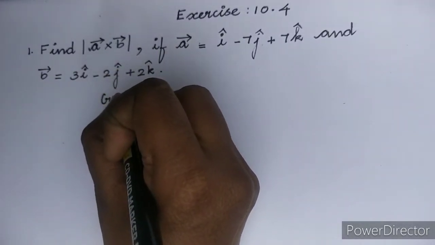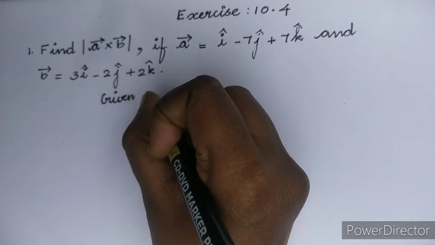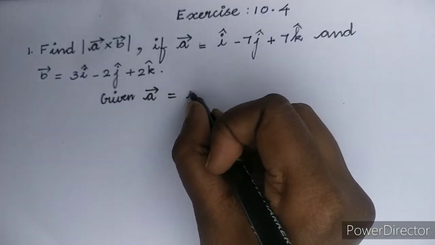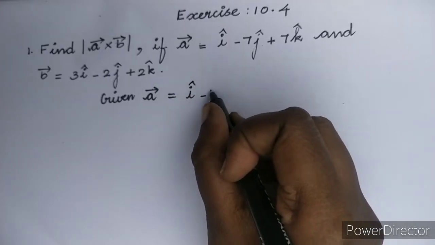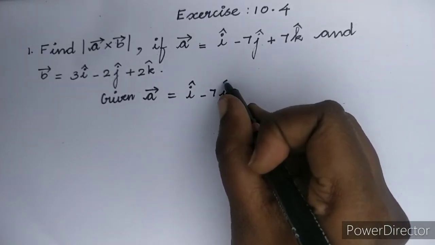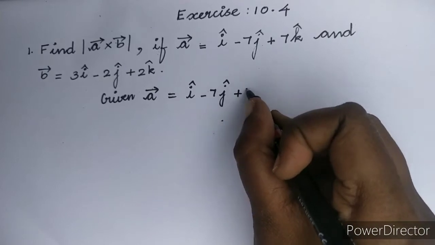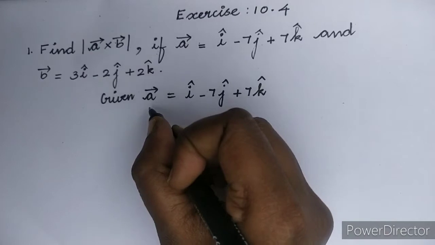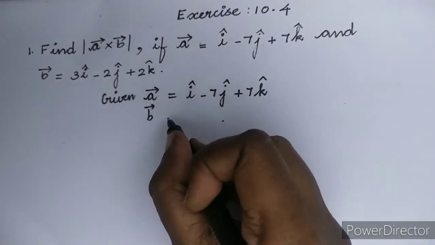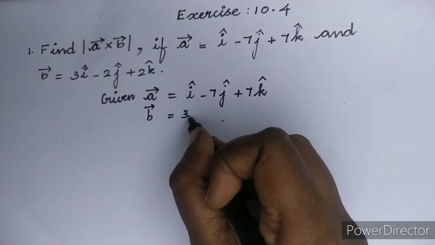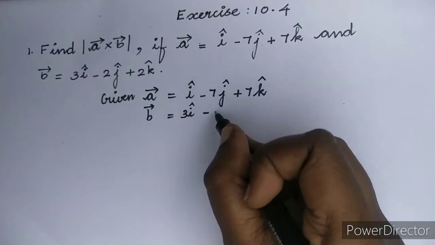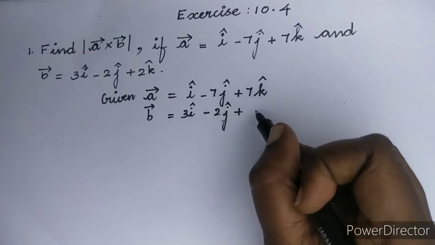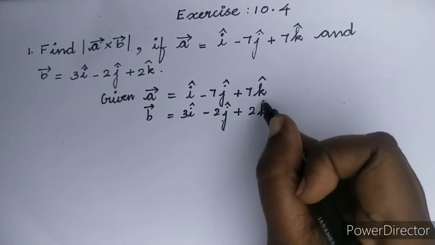Given A vector is equal to i cap minus 7j cap plus 7k cap and B vector is equal to 3i cap minus 2j cap plus 2k cap.